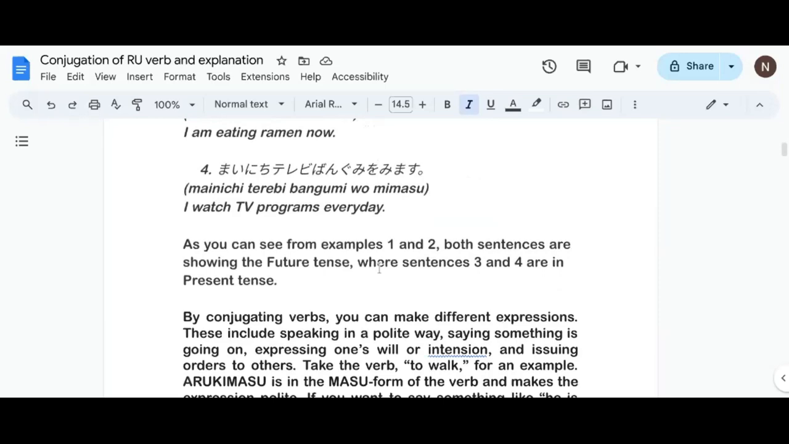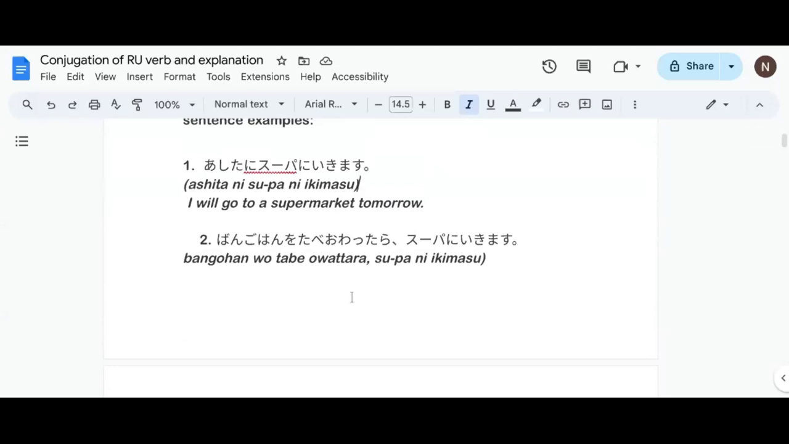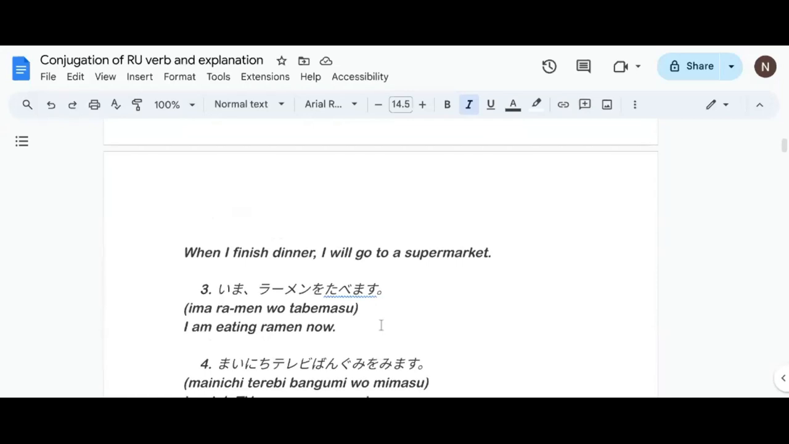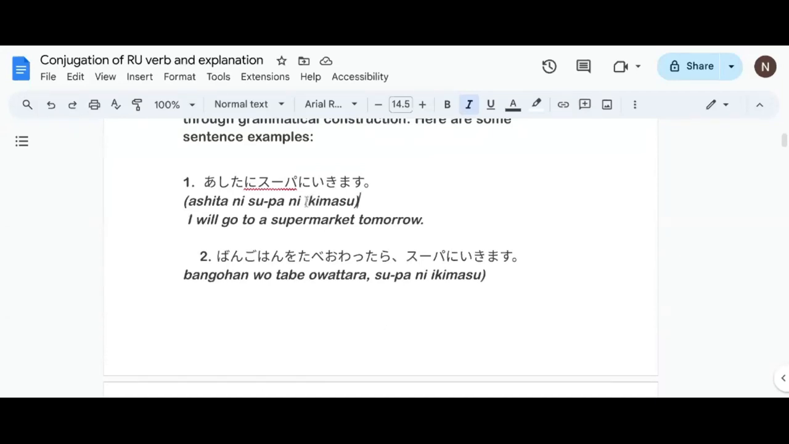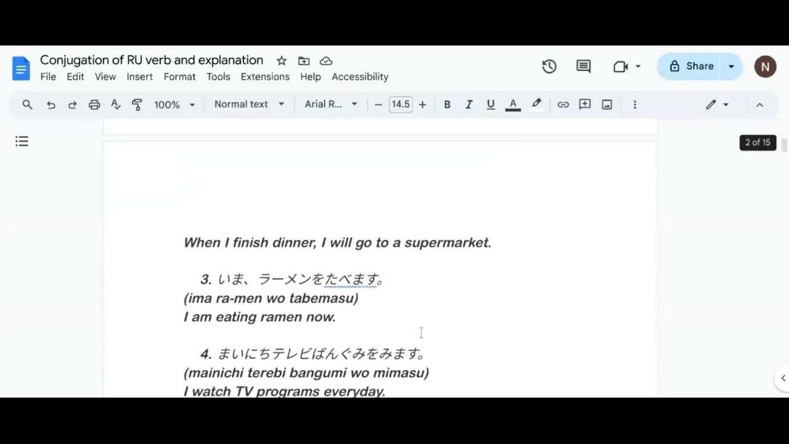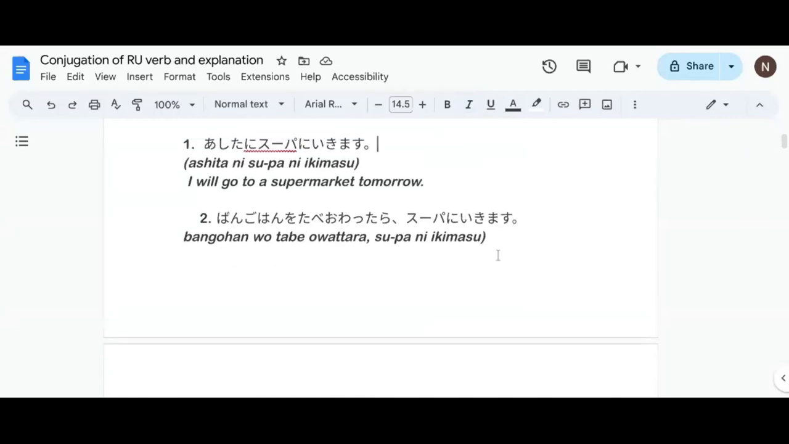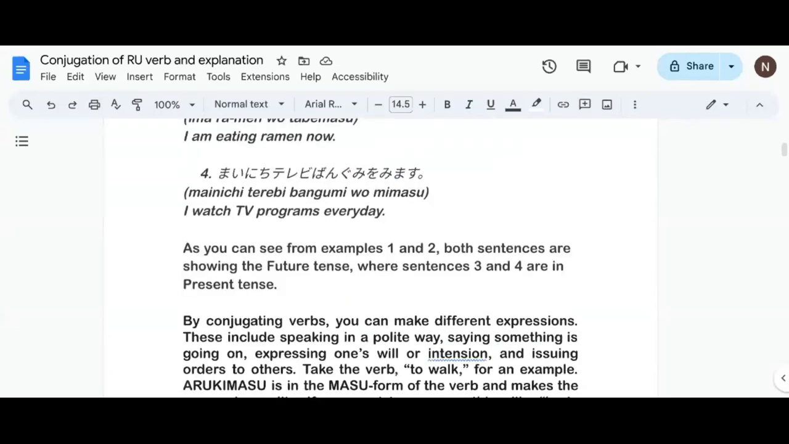So it's very hard to distinguish because there is no particular way to know if it is a future or present. The word ikimasu is to go. So I will go to Lahore tomorrow. Okay. I will go to the supermarket tomorrow. Supa ni ikimasu, okay? And then, ramen o tabemasu. Okay? I'm eating ramen now. So, there's no distinction on how you would know if it is a present or a future.